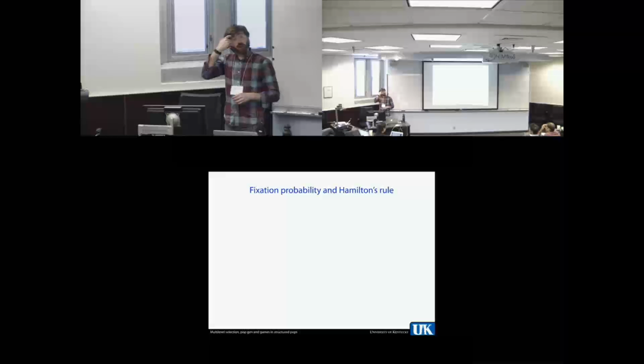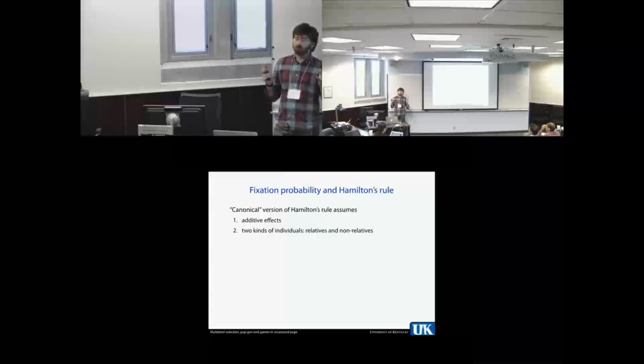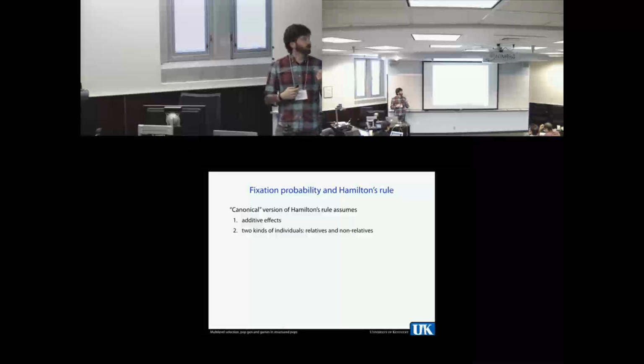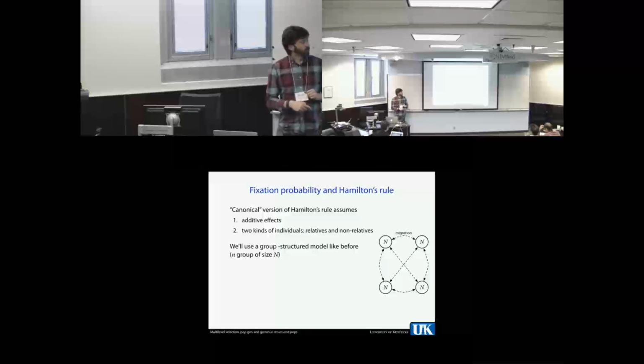So we can actually extract from this Hamilton's rule, and we'll see how to do that. So for that canonical version of Hamilton's rule, remember, we used linear regression, so we assumed there were only additive effects of the social behavior of cooperation on fitness. And it looked at only two different kinds of individuals, assuming individuals were either relatives or non-relatives. So to do that, we'll use the same group structured population we had before. There are n groups of size n.